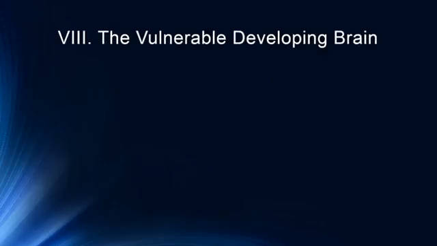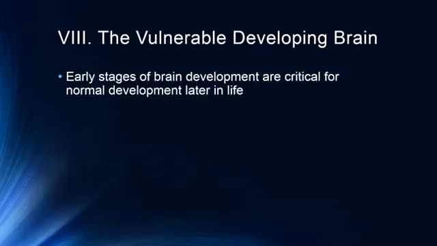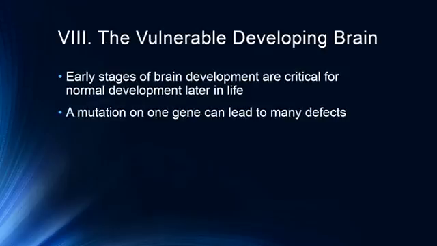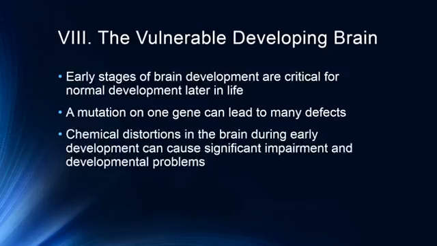I want to next talk about the vulnerable developing brain. The early stages of brain development are critical for normal development later in life. A mutation in one gene can lead to many defects, and chemical distortions in the brain during early development can cause significant impairment and developmental problems. This is where we start talking about what we call teratogens. Teratogens are substances that can disrupt normal development. In particular, we're interested in substances that might influence brain development.